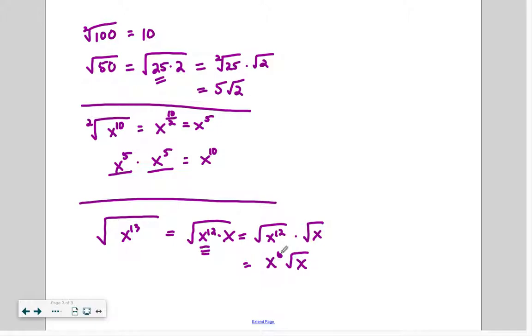Just don't say that. Okay, square root of x to the 12th is x to the 6th.